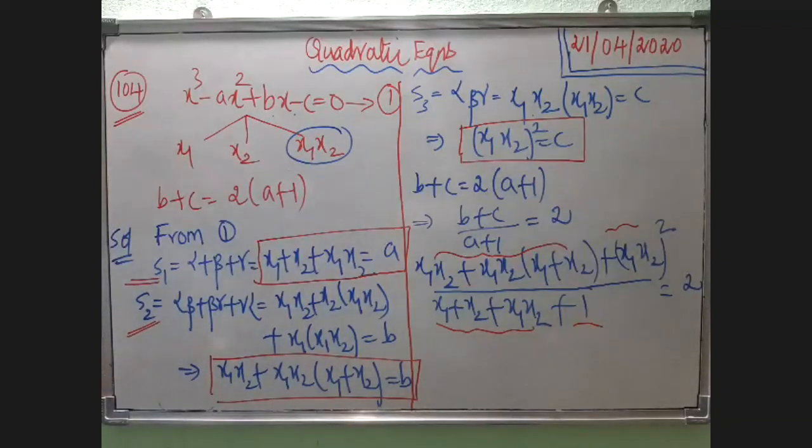I am substituting in the given condition. What's that? (B plus C) by (A plus 1) is equal to 2. Why have you taken A plus 1 here? Because it is possible for you to cancel something and you can get the answer easily.